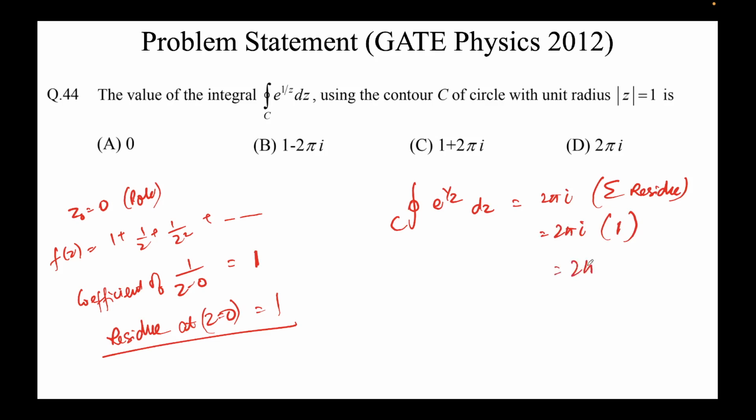This will come out to be 2 pi i, and this is the expression. Sorry, the option that is the correct one would be D, 2 pi i. This is the expression that you must remember. This comes from the residue theorem.